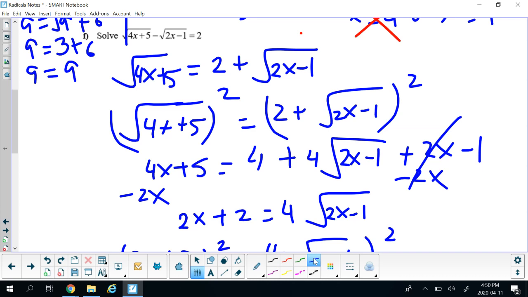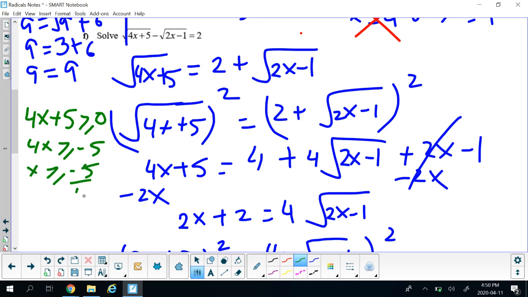So our restrictions will be: 4x plus 5 should be greater than or equal to 0. So let's simplify this for x. Subtract 5 on both sides and then divide by 4. So we'll get 4x greater than or equal to negative 5, and divide by 4. x should be greater than or equal to negative 5 by 4.